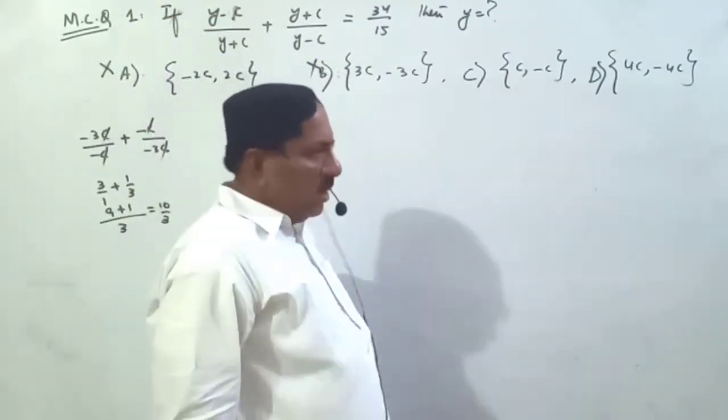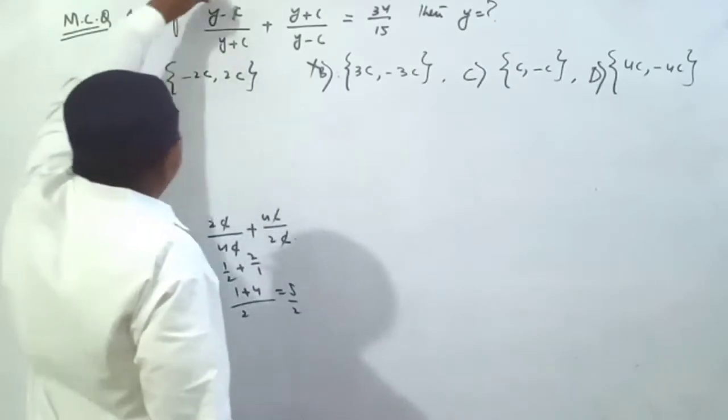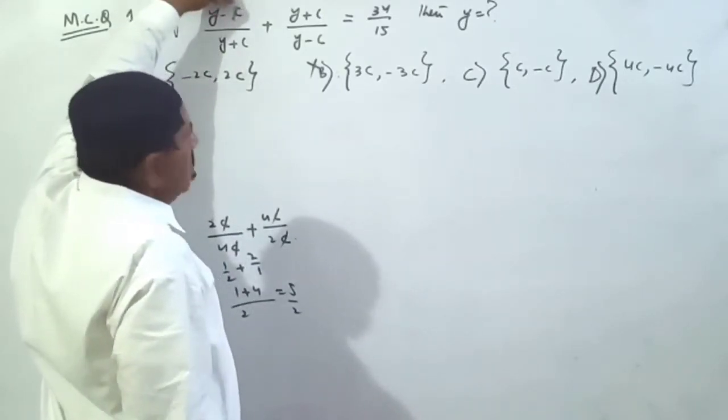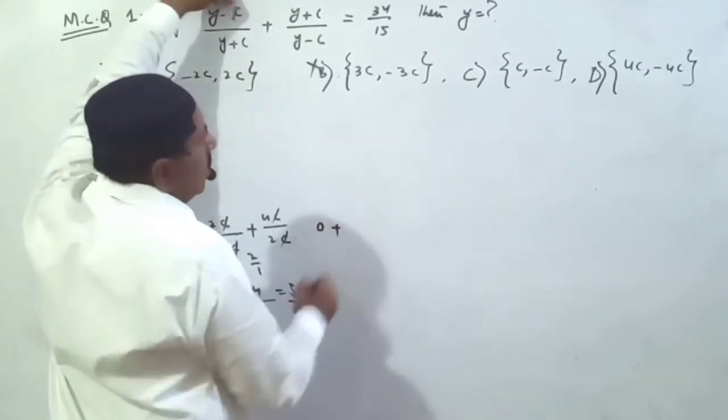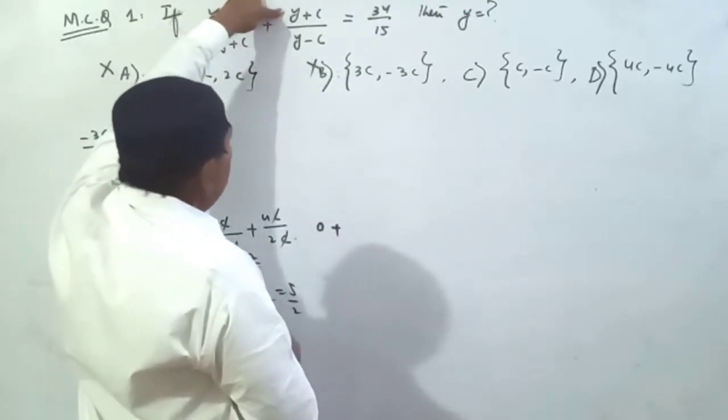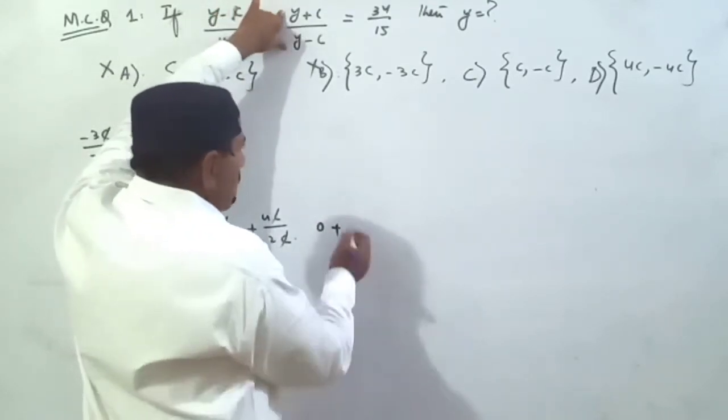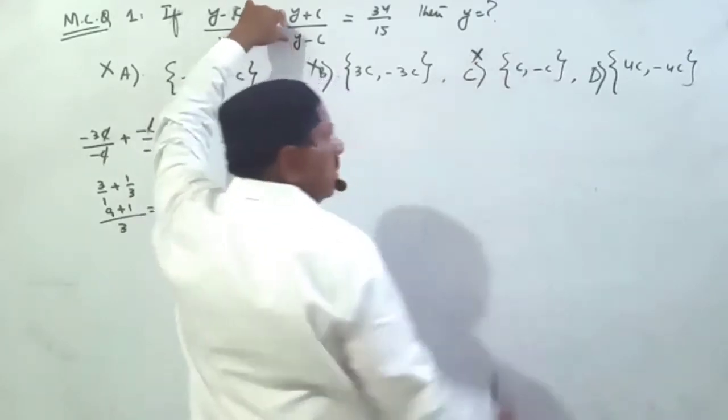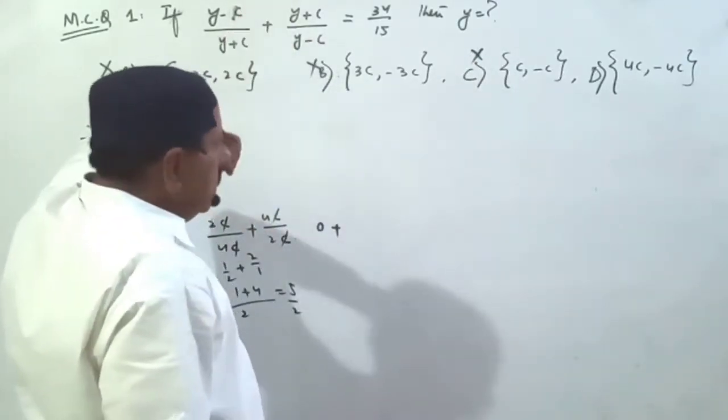Suppose c comma minus c. c minus c means 0. 0 upon 2c means 0. c plus c, 2c upon 0, infinity. This is also wrong.